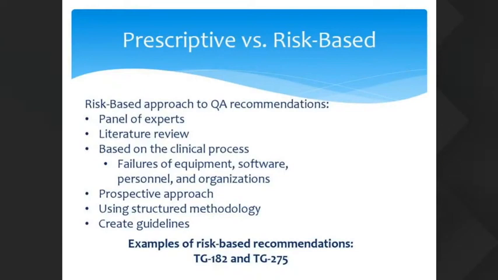So risk-based recommendations are based on, again, a panel of experts getting together and doing a literature review, but it's based on clinical processes, not just failures of equipment and software, but also failures in personnel and organizations. It takes more of a prospective approach to QA, and it uses some sort of structured methodology. But just like prescriptive, we do create some kind of guidelines, but not as specific as the prescriptive.